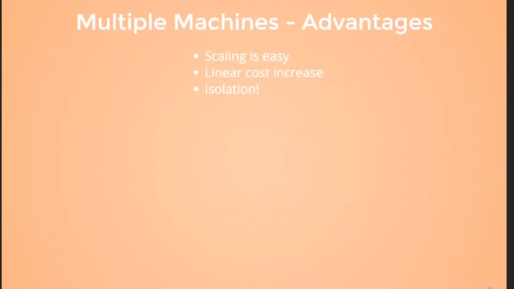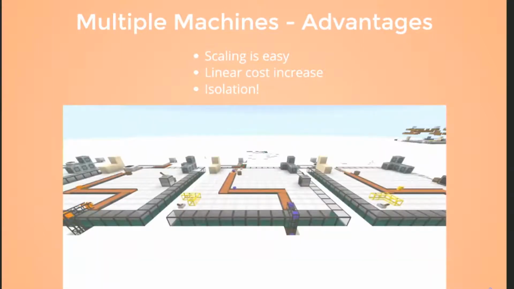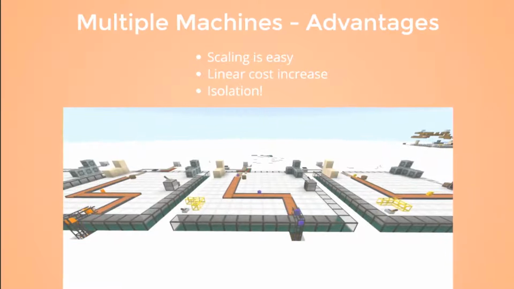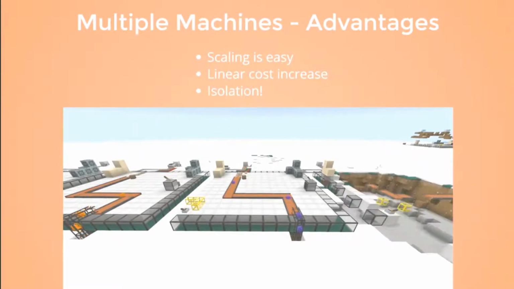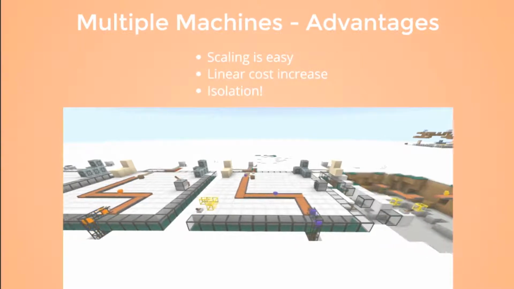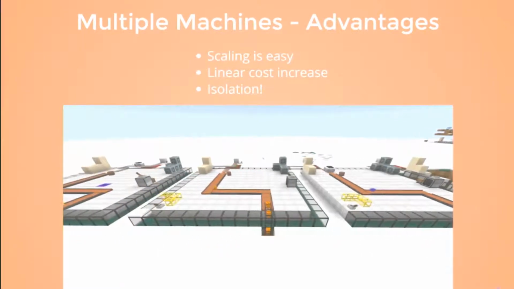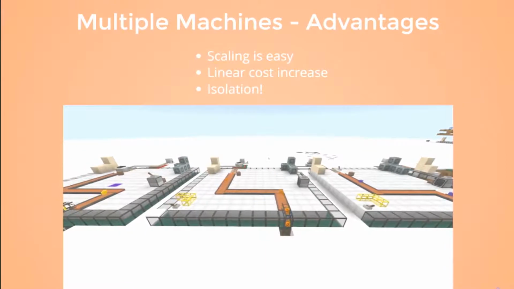So the advantages of multiple machines: scalability is the big thing. You can add machines very easily. Also, adding machines has a linear cost. If you have 10 machines and you want an 11th, it gets 10% more expensive. And lastly, isolation, which is demonstrated here with our factories. If one of your factories were to blow up, you can simply add another factory on the side, or in the case of Minecraft, pan to the left, because adding a new factory in real time is too hard.